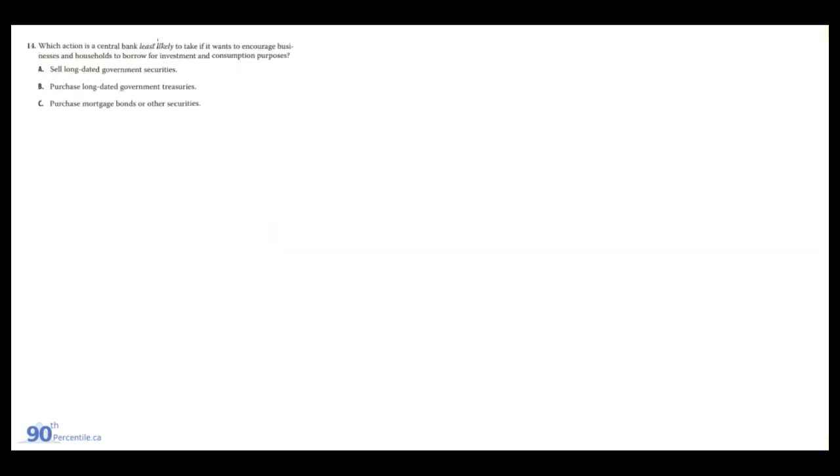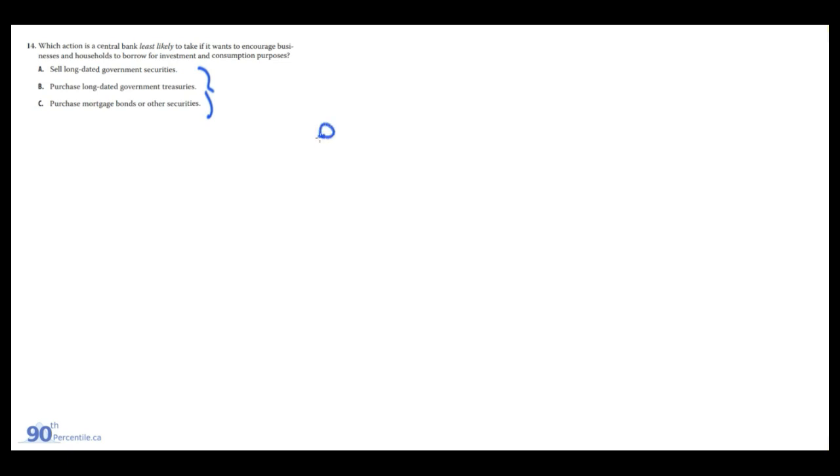Which action is a central bank least likely to take if it wants to encourage businesses and households to borrow for investment and consumption purposes? So least likely to expand the economy, which means which one of these, if you're flipping the wording of the question, which one of these is contractionary? Is it selling long-dated government securities, purchasing long-dated government securities, purchasing mortgage bonds or other securities? So kind of went over this in the last question.